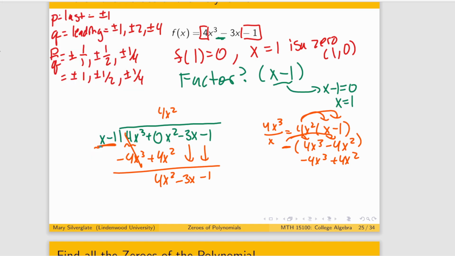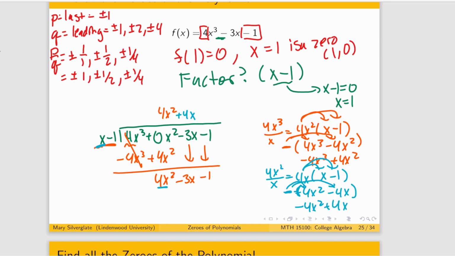Now I repeat. So I want to know x times what will give me 4x squared. So I do 4x squared divided by x. 4x squared divided by x gets us 4x, so I'm adding 4x. Then I do 4x times x minus 1. 4x times x gets us 4x squared. 4x times -1 gets us minus 4x. Then I subtract that entire result. So that's minus 4x squared. Minus a negative becomes adding a positive. So minus 4x squared plus 4x. 4x squared minus 4x squared makes 0. Negative 3x plus 4x makes x.